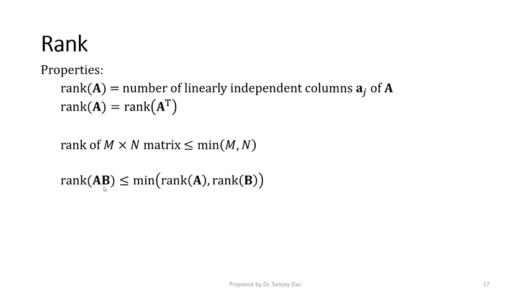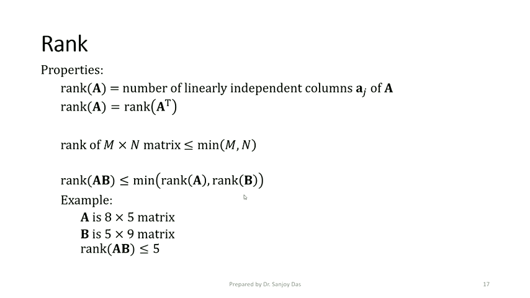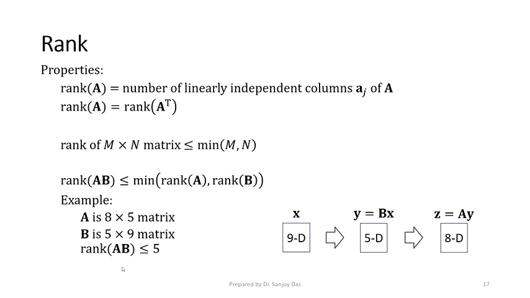Now rank AB, if I have 2 matrices A and B, rank AB is less than or equal to the minimum of rank A and rank B. Okay, for instance, A is 8 by 5 and B is 5 by 9. Rank of AB, the product AB, can never exceed 5. Okay. Geometrically, this is what's happening.